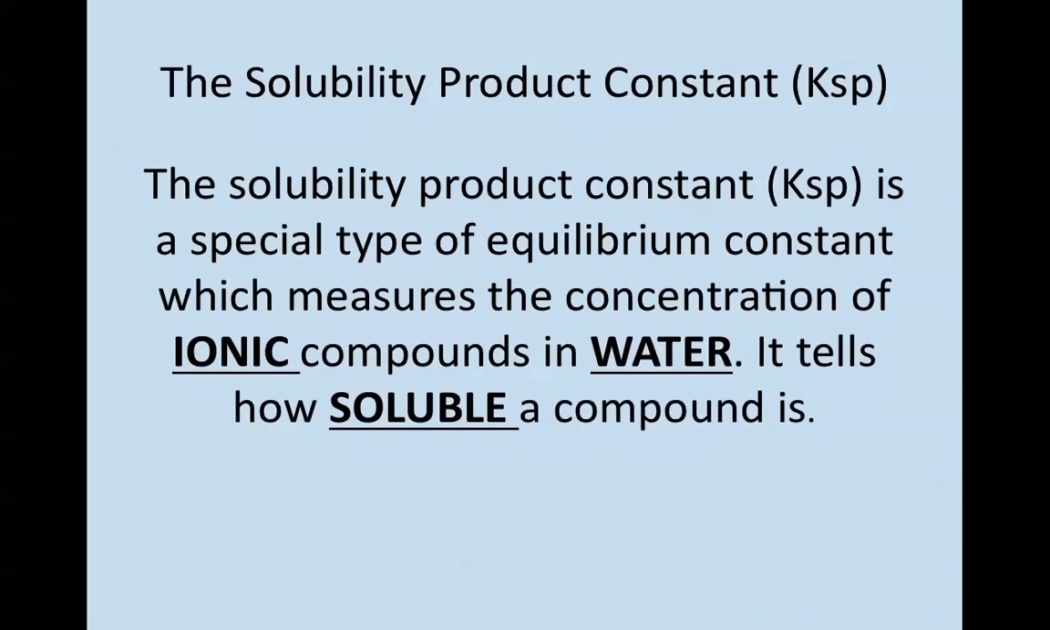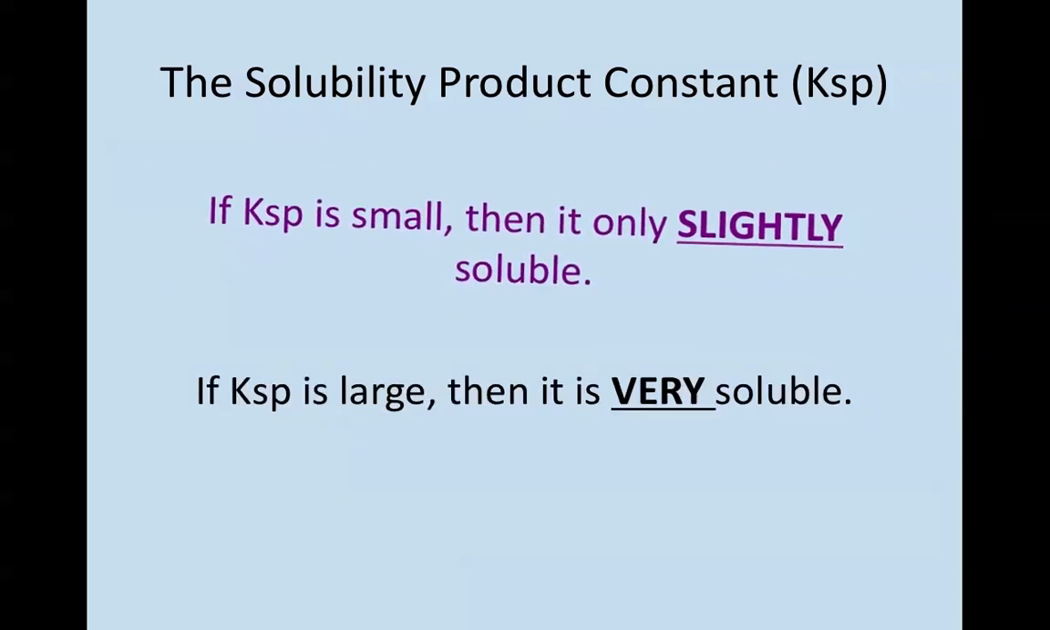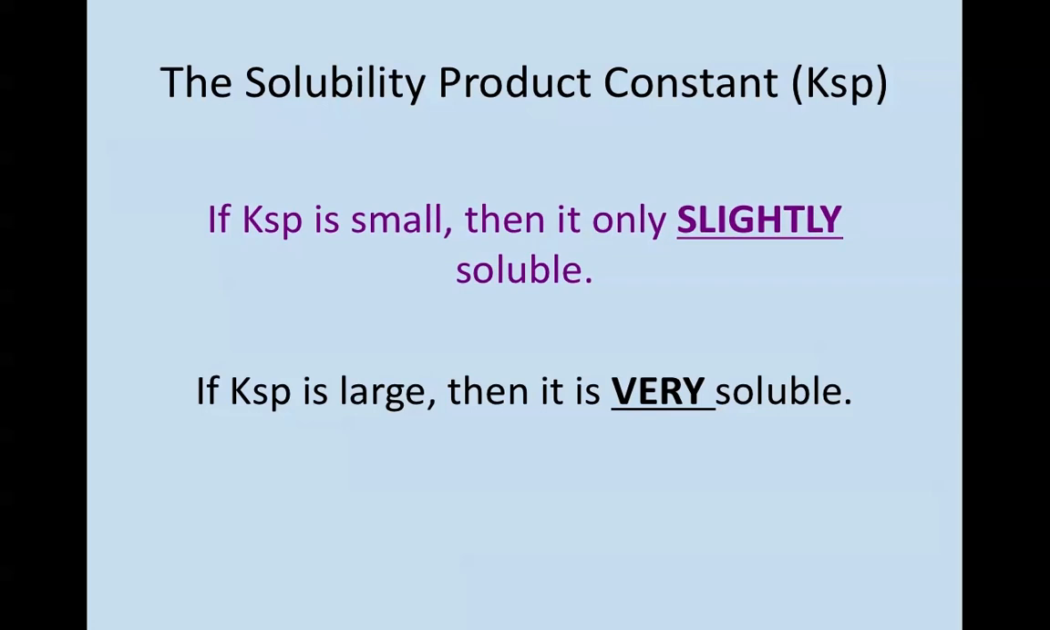Alright, and then finally the solubility product constant. This is just a special type of equilibrium constant because it measures the concentration of ionic compounds in water. So it really helps you to tell how soluble a compound is. If the KSP is small, then it's only slightly soluble. If the KSP is large, then it's considered very soluble. And let's see how to write one of these.